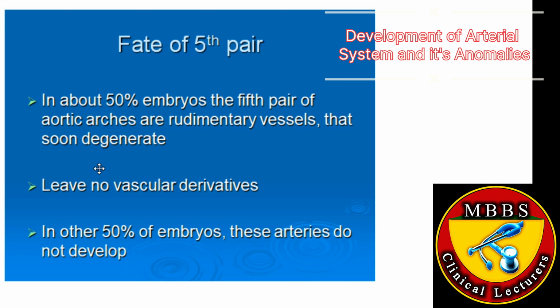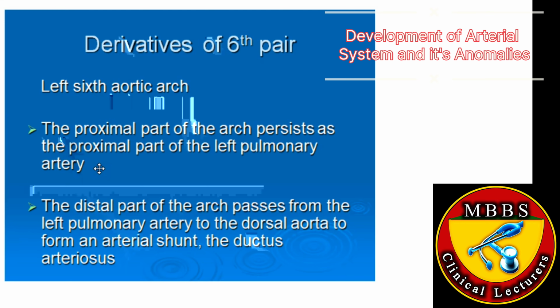The third arch gives rise to the common carotid, internal carotid, and the external carotid as well. The fourth arch gives rise to the arch of aorta on the left side, but on the right side it gives rise to the subclavian along with the seventh intersegmental artery. But the fifth pair of aortic arches does not give rise to any of the vessels. The vessels are completely degenerate. Even if they are there, they are rudimentary and they degenerate.